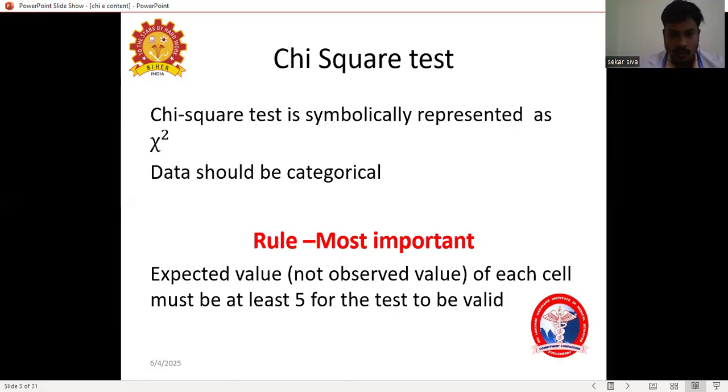The most important rule, the expected value, not observed value, of each cell must be at least 5 for the test to be valid. It is one of the assumptions for doing a chi-square test. The given data is our observed value. The expected value will be calculated. If the expected value is less than 5, we can go with Yates correction. Okay.